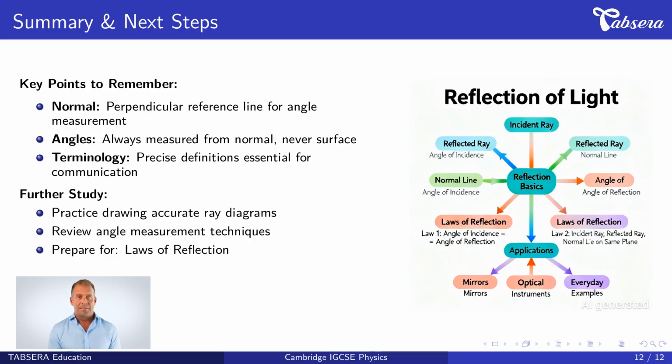Let's summarize today's lesson. The key points to remember are, first, the normal is the perpendicular reference line for all angle measurements in reflection. It's drawn at 90 degrees to the surface at the point of incidence and serves as our measurement baseline. Second, angles are always measured from the normal, never from the surface itself.